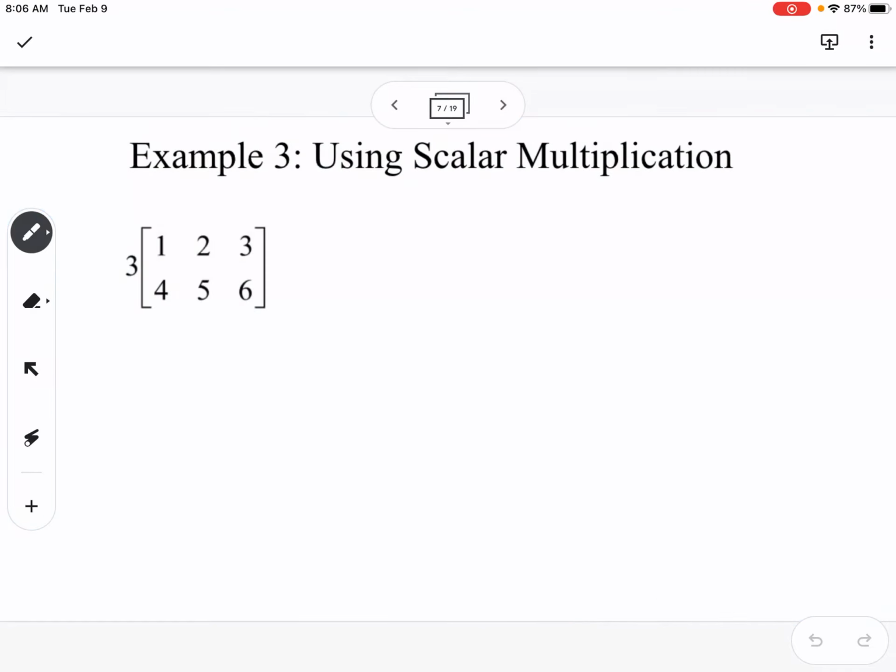Okay, scalar multiplication. If you have a scalar that you're multiplying your matrix by, you're just multiplying each element in the matrix by that scalar number. So this would become 3, 6, 9, 12, 15, 18.